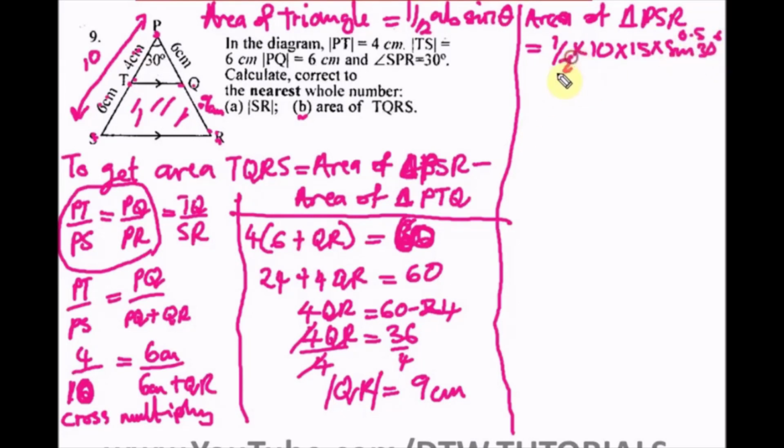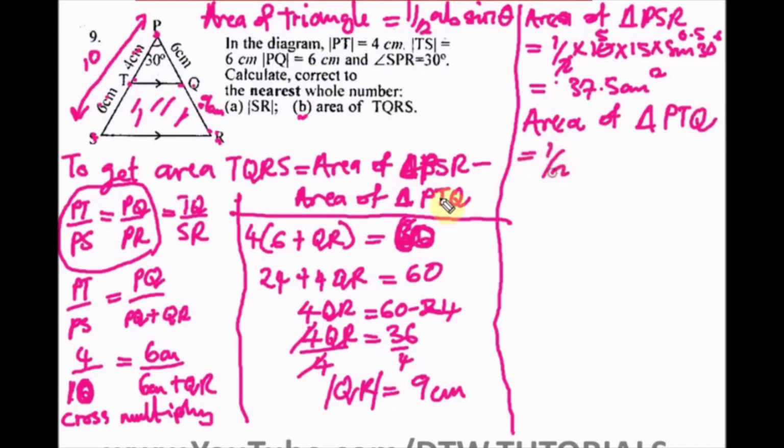Okay, so from here 2 will cancel, 2 in 10 is 5. So we are left with 5 times 15 times 0.5, and this will give us 37.5 centimeters square.